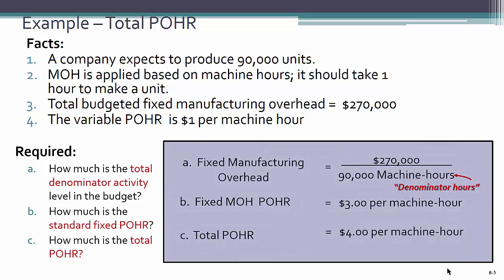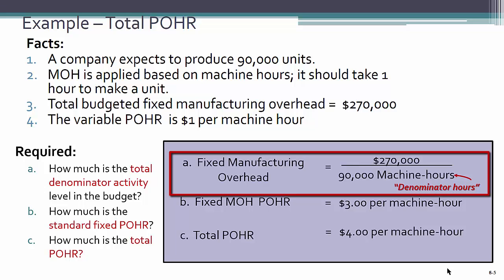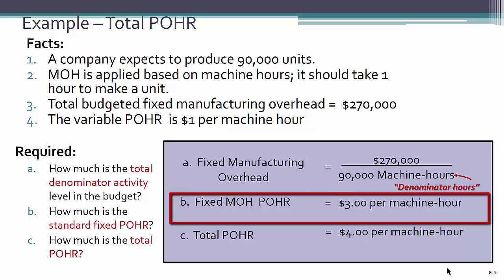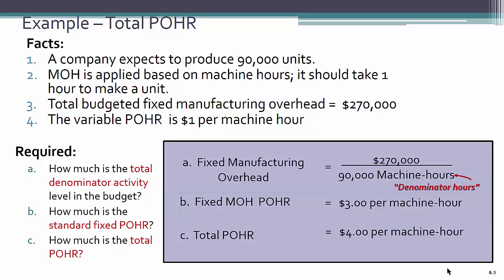Machine hours have been identified as the denominator activity for all overhead application. If the company uses 1 machine hour to make 1 product, then it should take 90,000 machine hours to make 90,000 units of product. 90,000 machine hours is the denominator activity level. The fixed POHR is computed by dividing fixed overheads of $270,000 by 90,000 machine hours for $3 per machine hour. If we wanted to know the total POHR, we'd simply add the fixed and variable POHRs together to get $4 per machine hour, $3 plus $1.